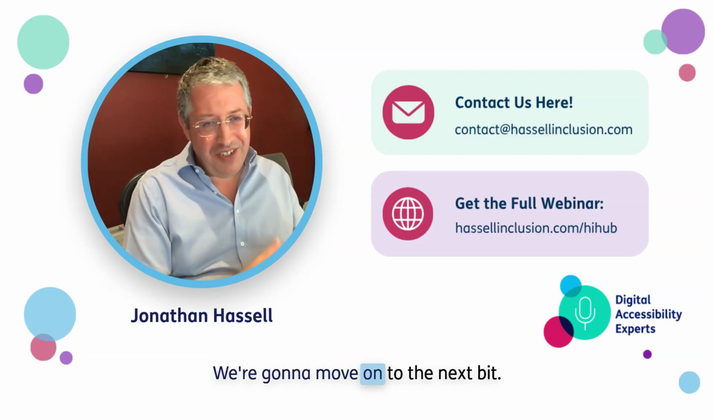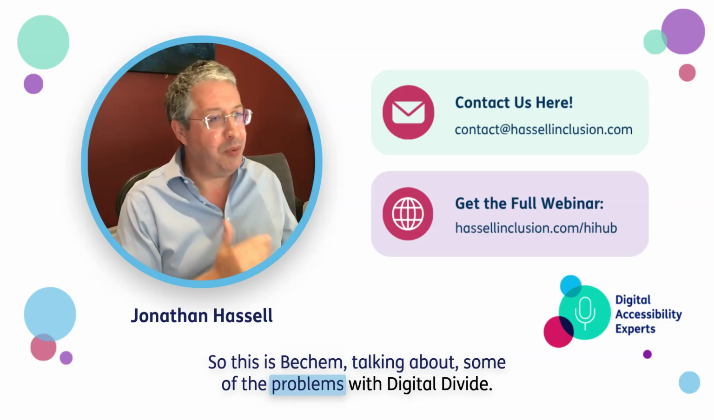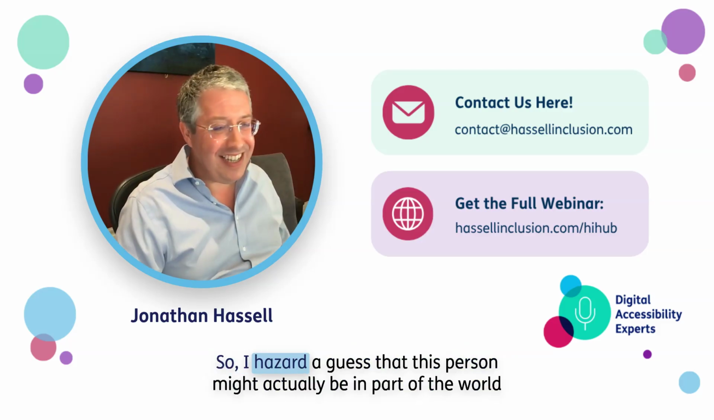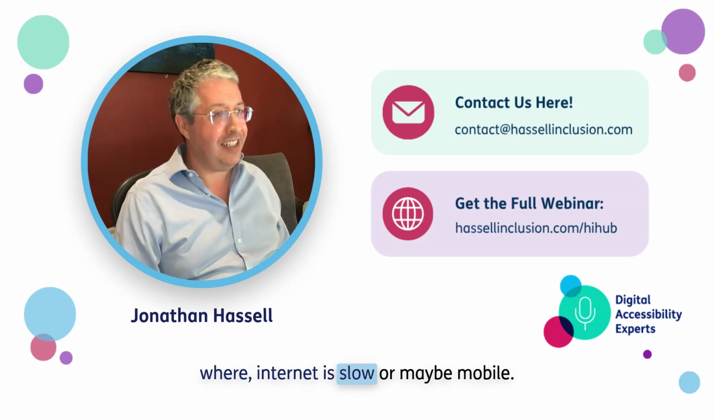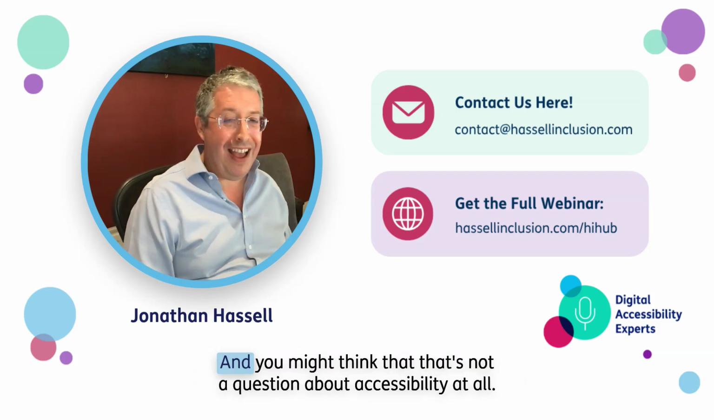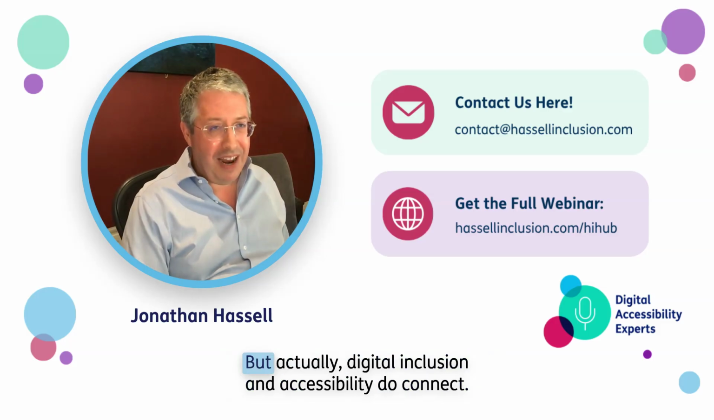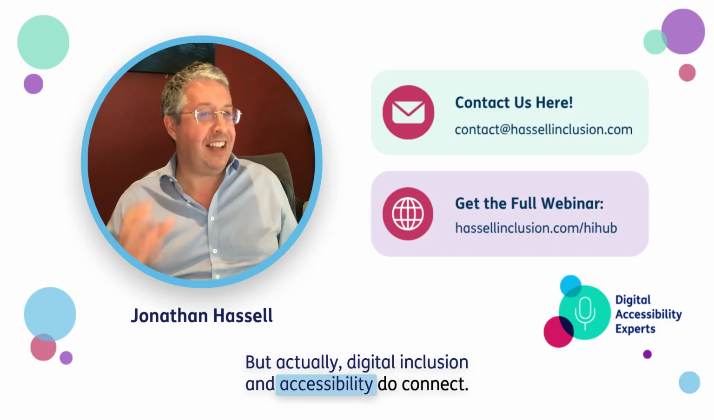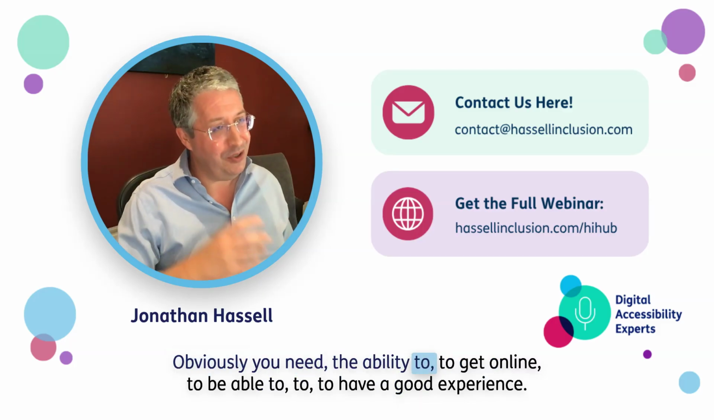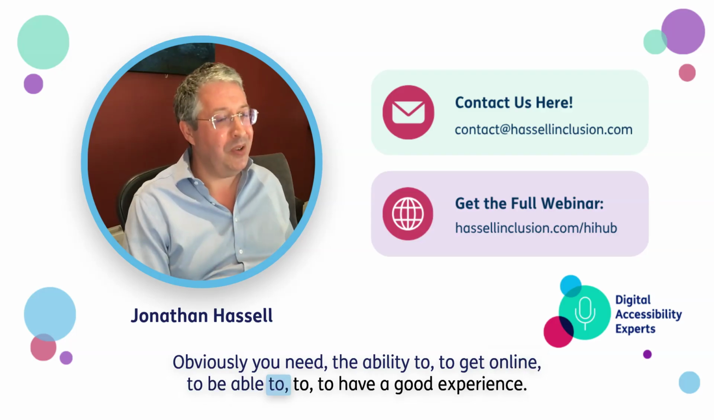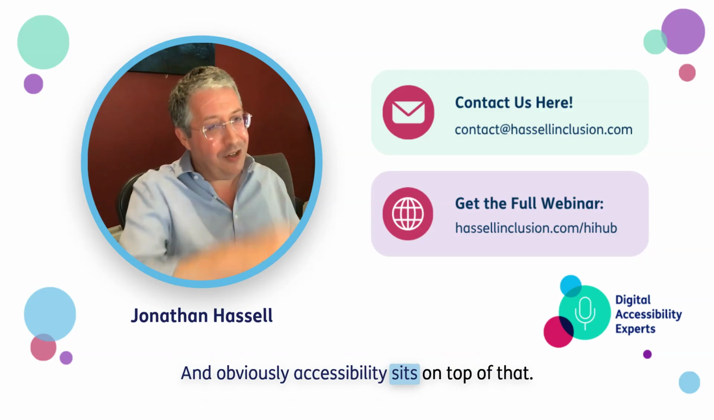Cool. We're going to move on to the next bit. So this is Betcham talking about some of the problems with the digital divide. I hazard a guess that this person might be in a part of the world where internet is slow or maybe mobile. You might think that that's not a question about accessibility at all, but actually digital inclusion and accessibility do connect. Obviously, you need the ability to get online to have a good experience. And obviously, accessibility sits on top of that.